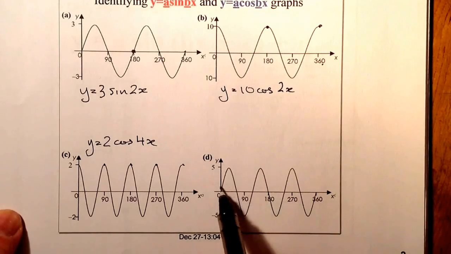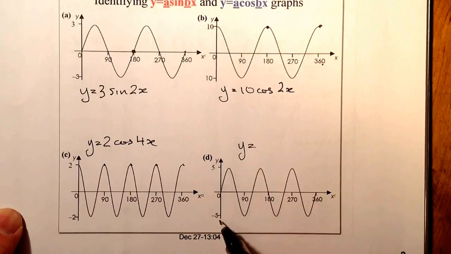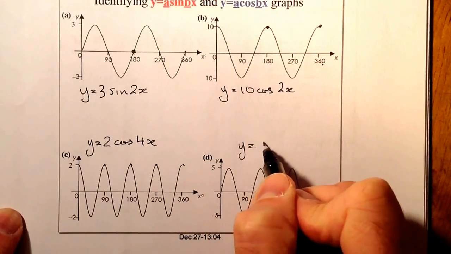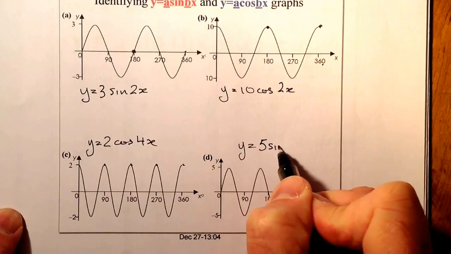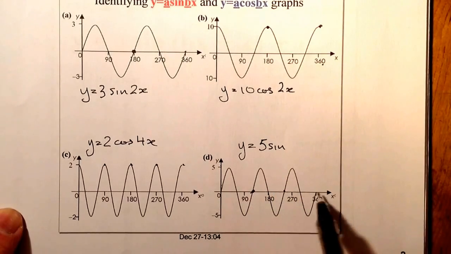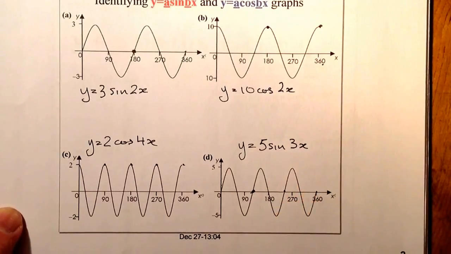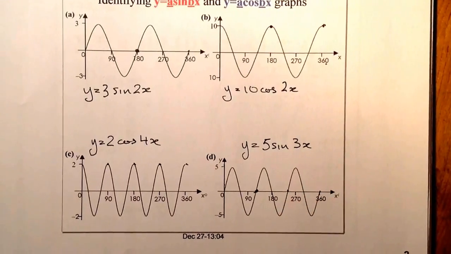Look at this graph here. It's a sine graph, so y is equal to, and I'm going to go up 5 and down minus 5. Yep, so that's going to be 5 sine, and I'm going to count the cycles. So there's 1 cycle to there, 2 cycles to there, 3 cycles to there at 360. So that's going to be y is equal to 5 sine 3x.